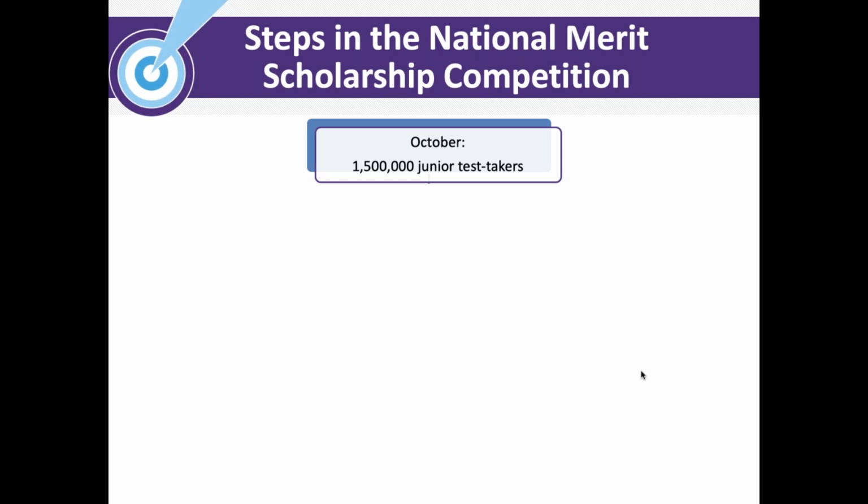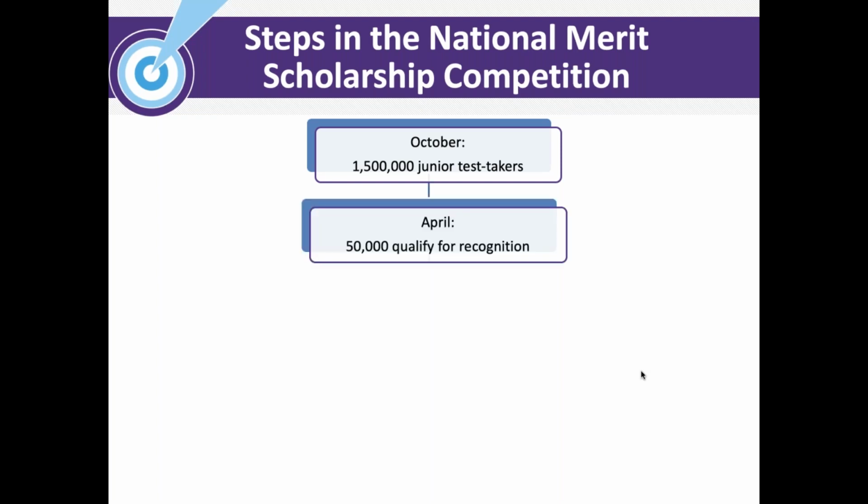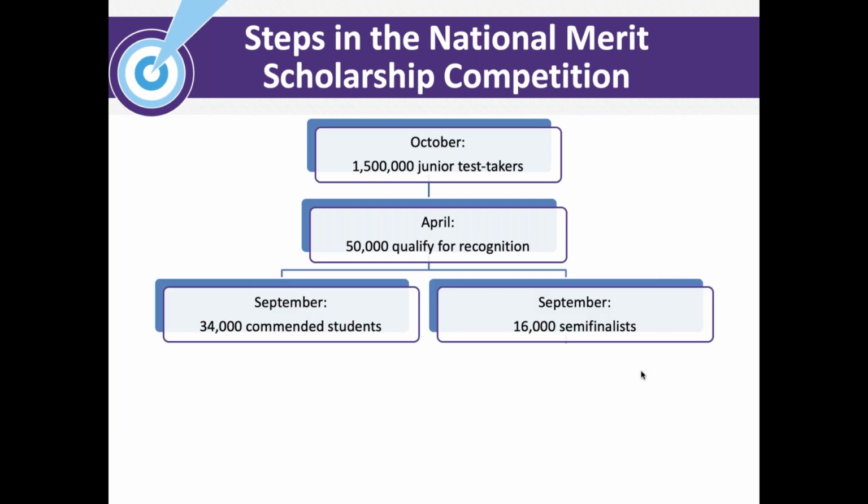So let's just look at the steps in the National Merit Scholarship Competition. I'm just going to go through this pretty quickly. And this is for my juniors taking the PSAT. So in October, there's going to be 1.5 million junior test takers. In April, 50,000 are going to qualify for recognition. So that's when they're notified about qualifying for recognition for the scholarship.